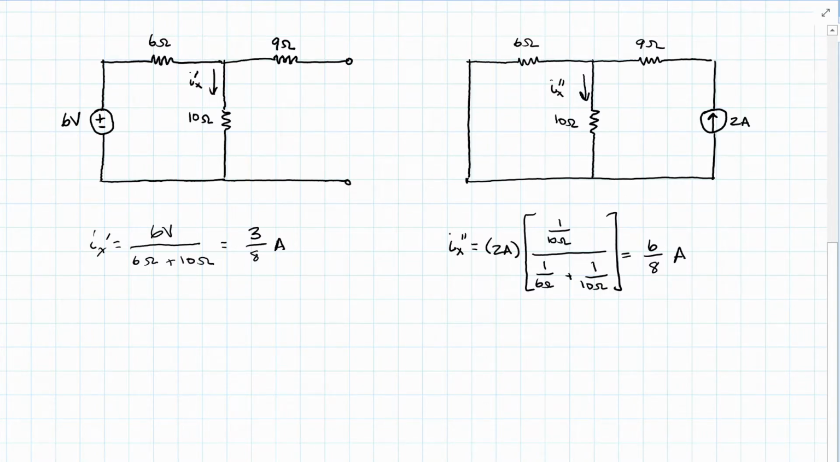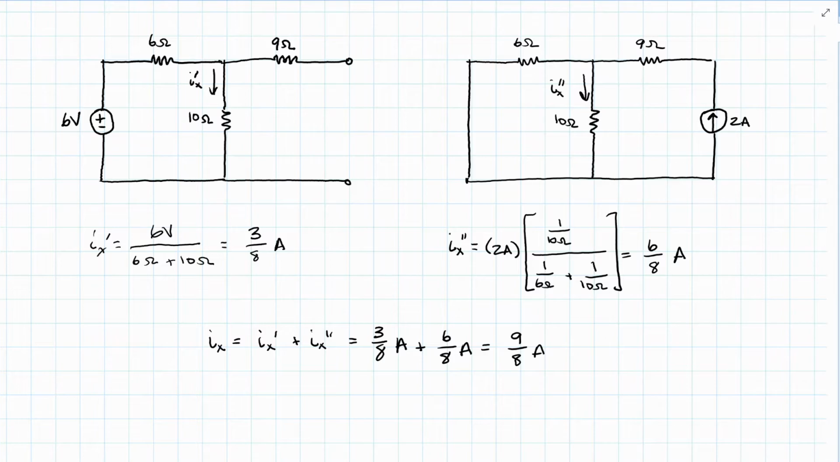Finally, we'll add IX prime and IX double prime together. So this will be 3/8 of an amp plus 6/8 of an amp gives us 9/8 of an amp, which is the exact same answer we got with both sources on at the same time previously.